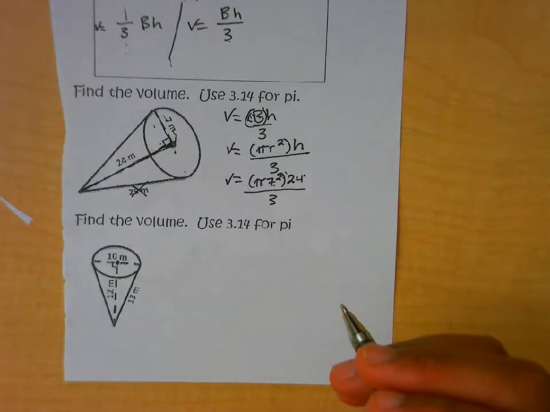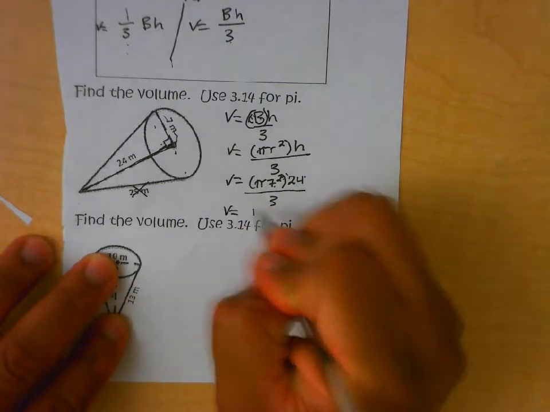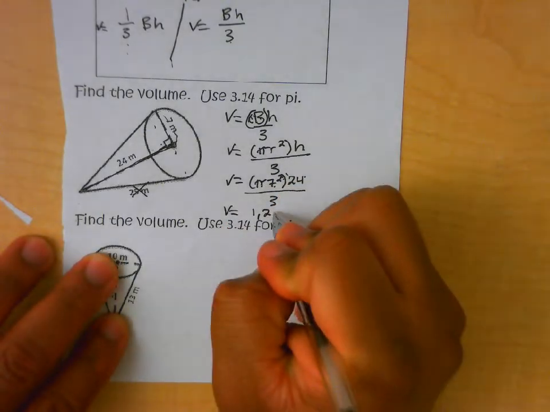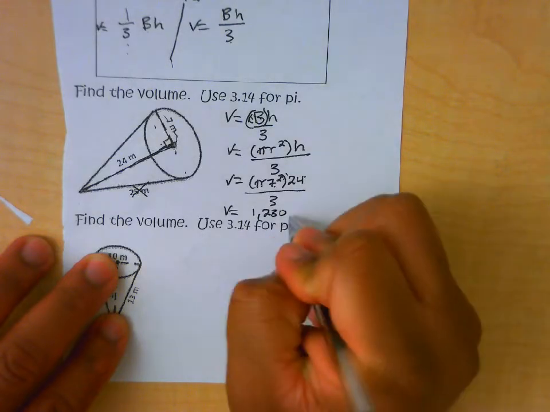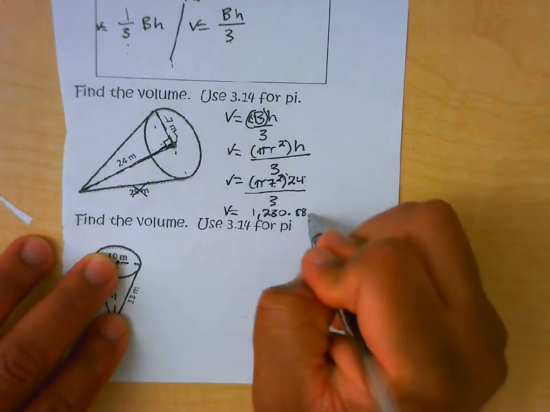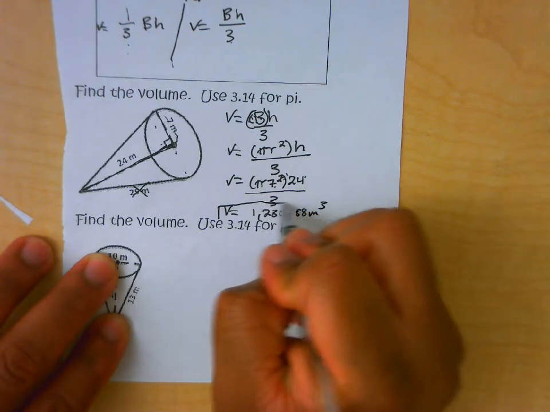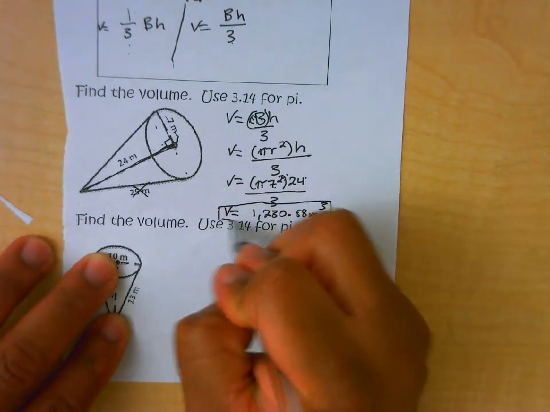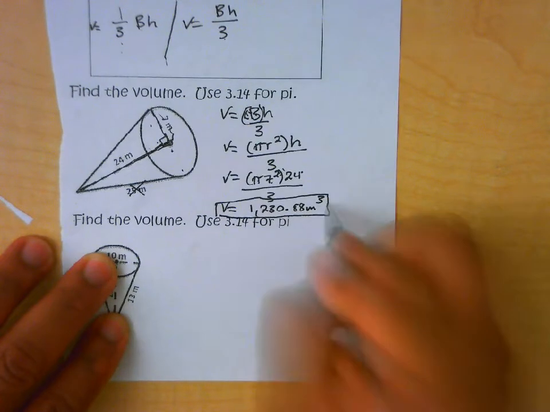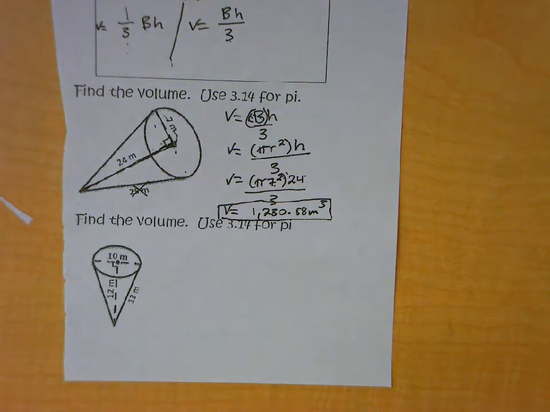So volume equals 1,230.88, and then it's meters cubed to the third power. So volume equals 1,280.88 meters cubed.